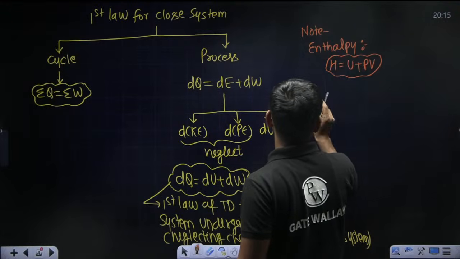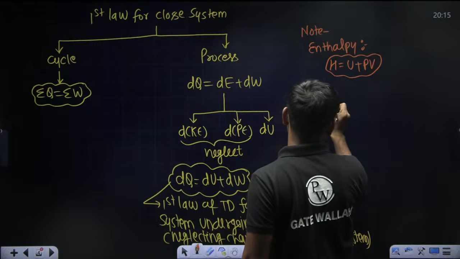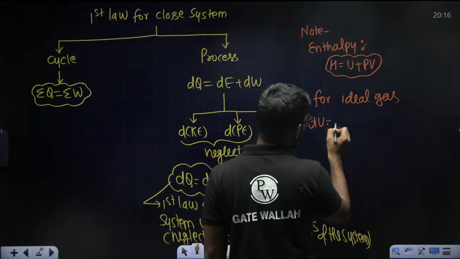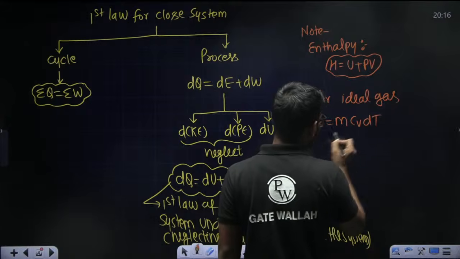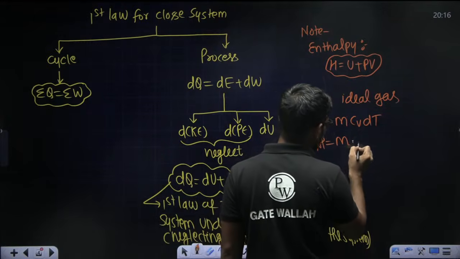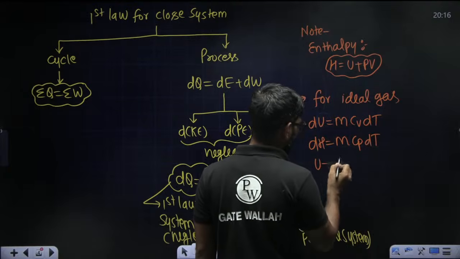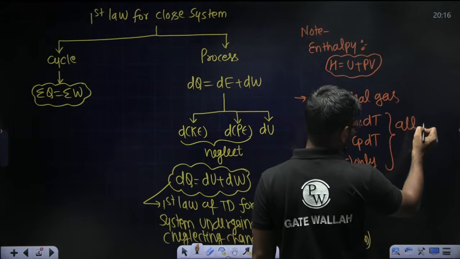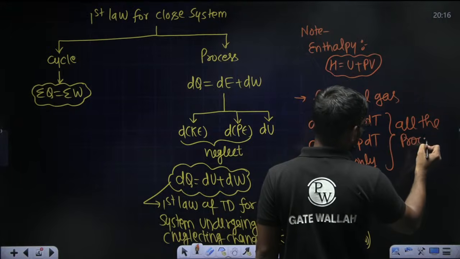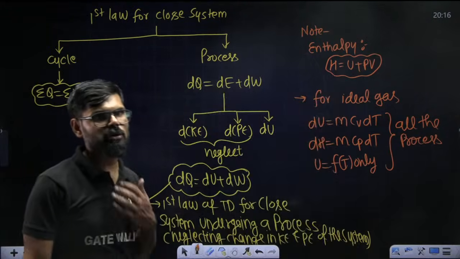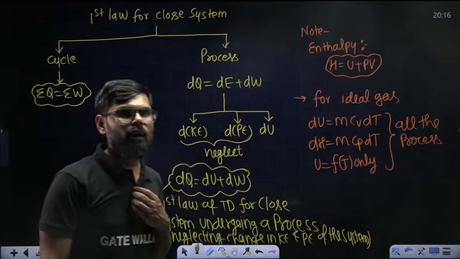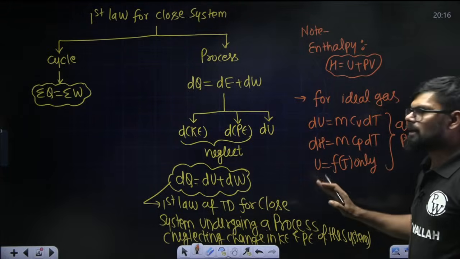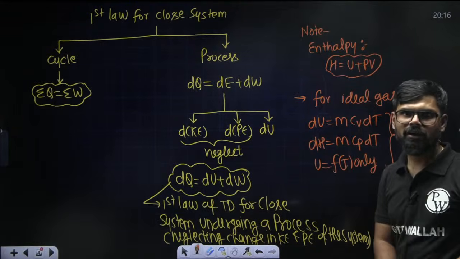Now here one very important note point: for ideal gas, du is equal to what? du is equal to m cv dT. dH is equal to m cp dT always, and U is a function of temperature only. This is for all the processes, whether it's a reversible process or irreversible process, constant pressure process, constant volume, adiabatic, isothermal, whatever process it may be. du is always m cv dT and dH is equal to m cp dT, and U is a function of temperature only.